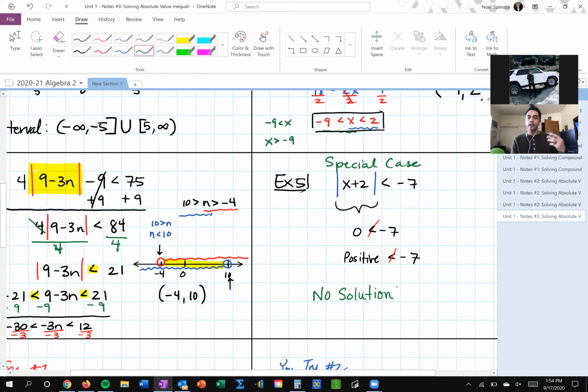But I wanted to talk about it conceptually. I don't want you to try to solve problems like this. I want you to identify them as problems that would have no solution, because I cannot have something come out of my absolute value and then have that be less than a negative number. You either get option A or option B, and neither of those options is going to be less than negative 7. So because I can't find a solution set for that, it's just a no solution.